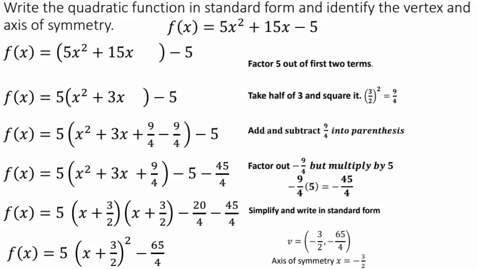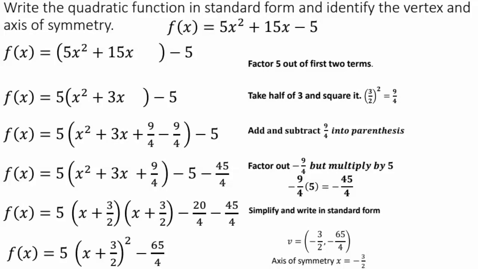And voila, I have my function now in standard form, which is 5 times (x plus 3 halves) squared minus 65 over 4. Now I'm able to see what my vertex is. Again, my h value is negative 3 over 2, excuse me. That is the x value of the vertex. The k is negative 65 over 4. That is the y value of the vertex, negative 65 over 4.